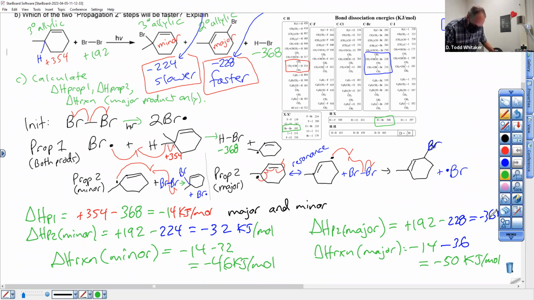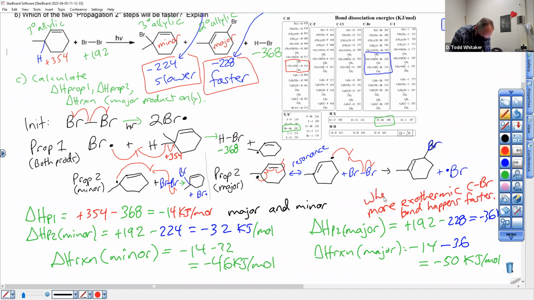You have to say the more exothermic C-Br bond happens faster. And you can only use that when delta S is roughly 0. We ignore entropy all the time, but we can't say that entropy is never important. You got to acknowledge entropy is important except here.